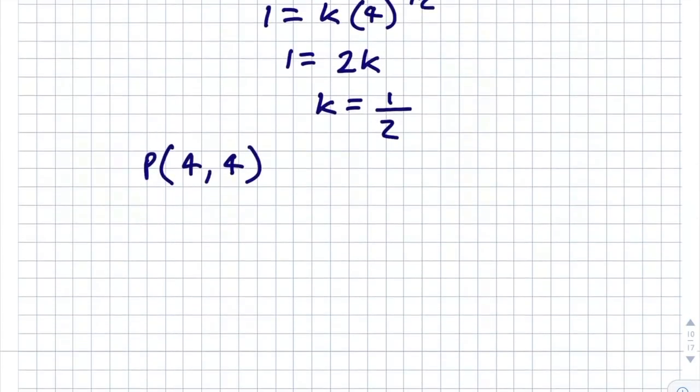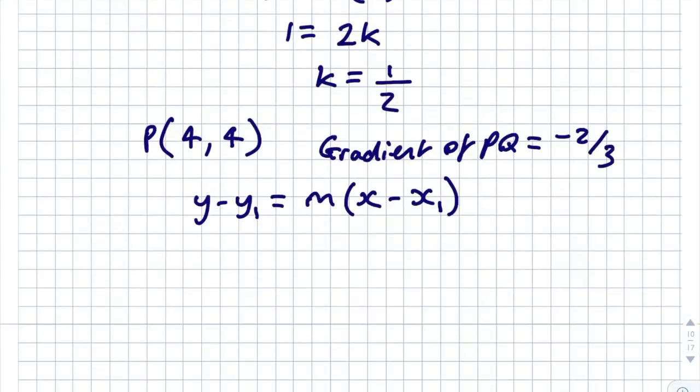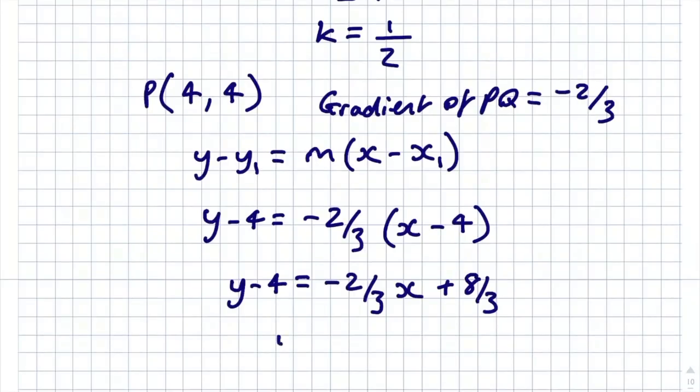So the equation of the line PQ is going to be in the form y minus y1 equals m bracket x minus x1. Remember, we know that the gradient of PQ equals minus 2/3. So if we substitute these values in, we get y minus 4 equals minus 2/3 of x minus 4. If we simplify this, we get y minus 4 equals minus 2/3 of x plus 8/3. Add 4 to both sides, and you get y equals minus 2/3 of x plus 20/3.